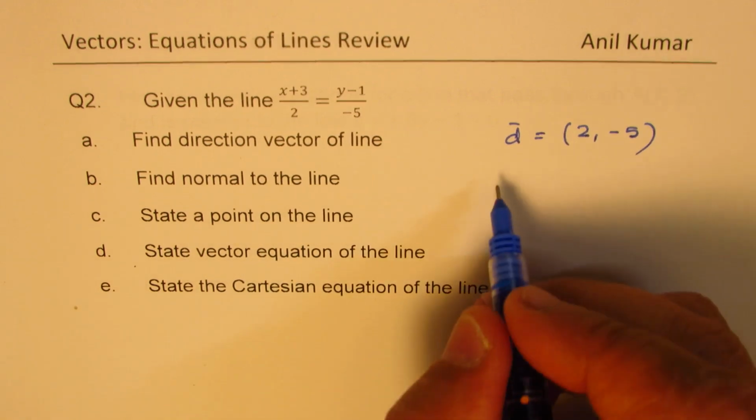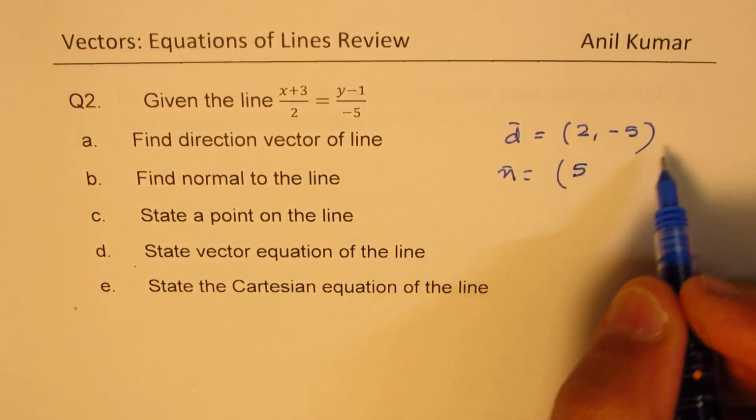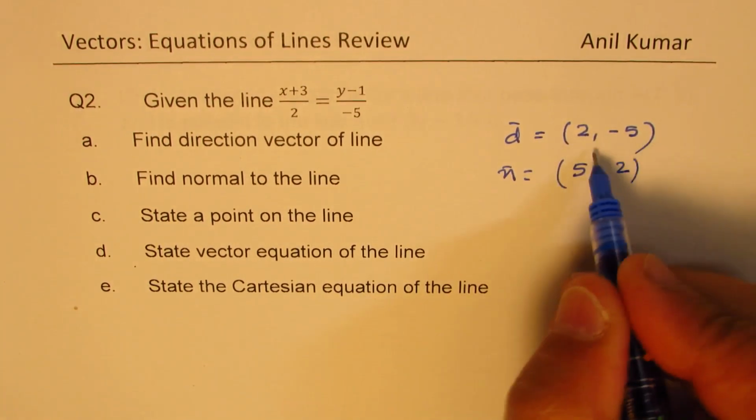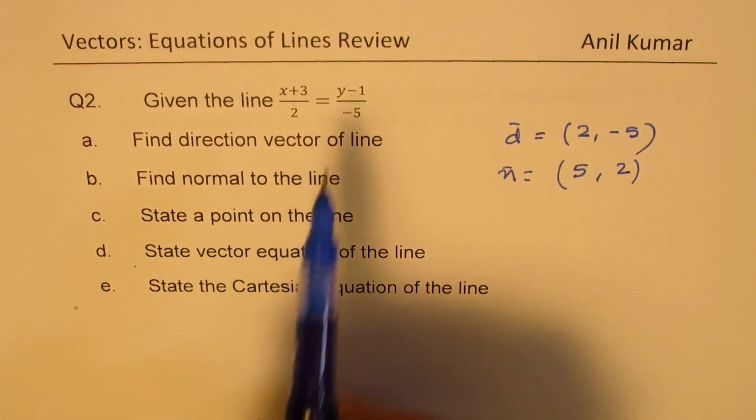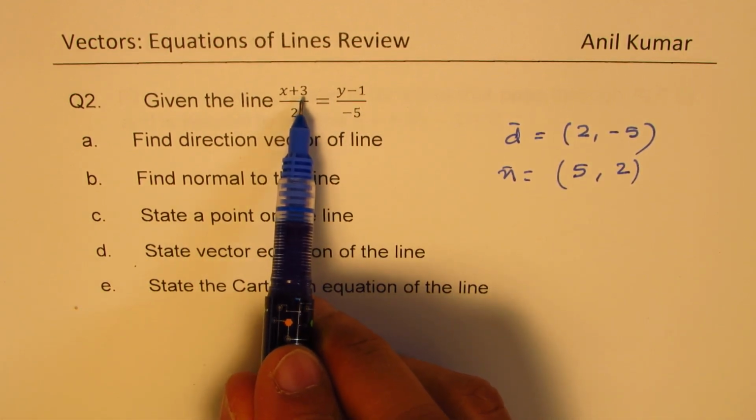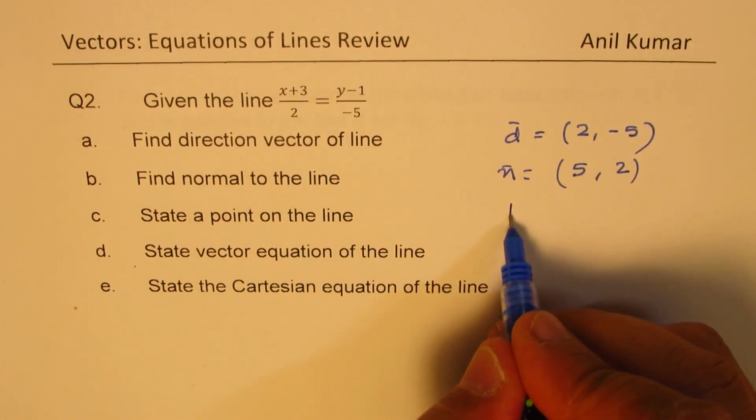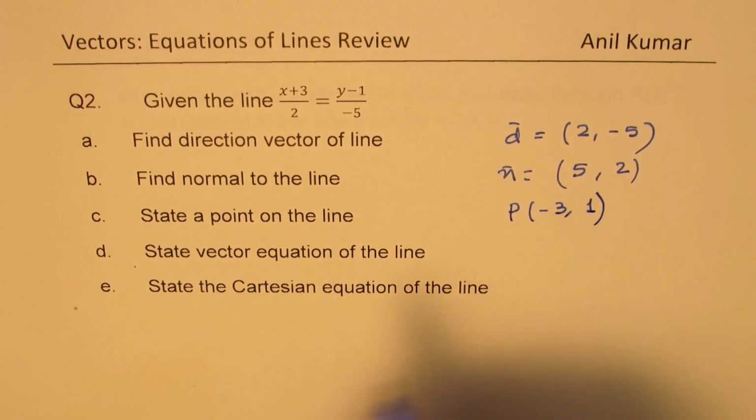Find the normal to the line. So the normal will be, change 5, negative reciprocal, right? So the negative and then reciprocal, so flip it. State a point on the line. So the point on the line will be (minus 3, 1), right? So point P could be (minus 3, 1).